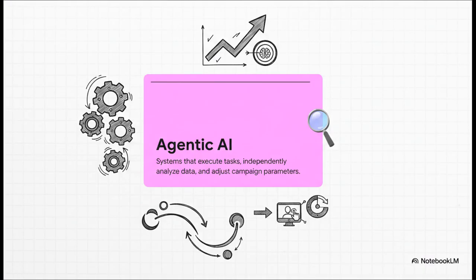Now, to truly manage this new strategic layer, we need to understand the crew that we'll be managing. We hear about generative AI constantly, right? But agentic AI, that is the crucial industry term we absolutely need to know. These are systems that execute tasks, independently analyze data, and adjust campaign parameters. And I really want you to focus on that word, independently. These systems aren't just sitting there waiting for us to click a button. They're actively looking at live data, seeing what works, and adjusting on their own to get better results.